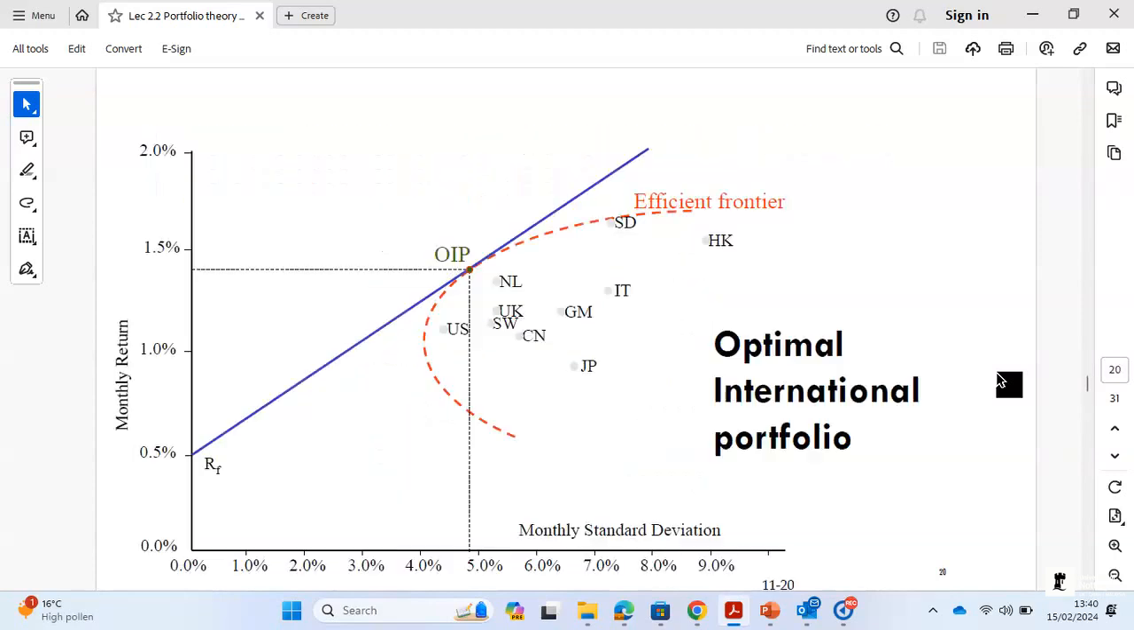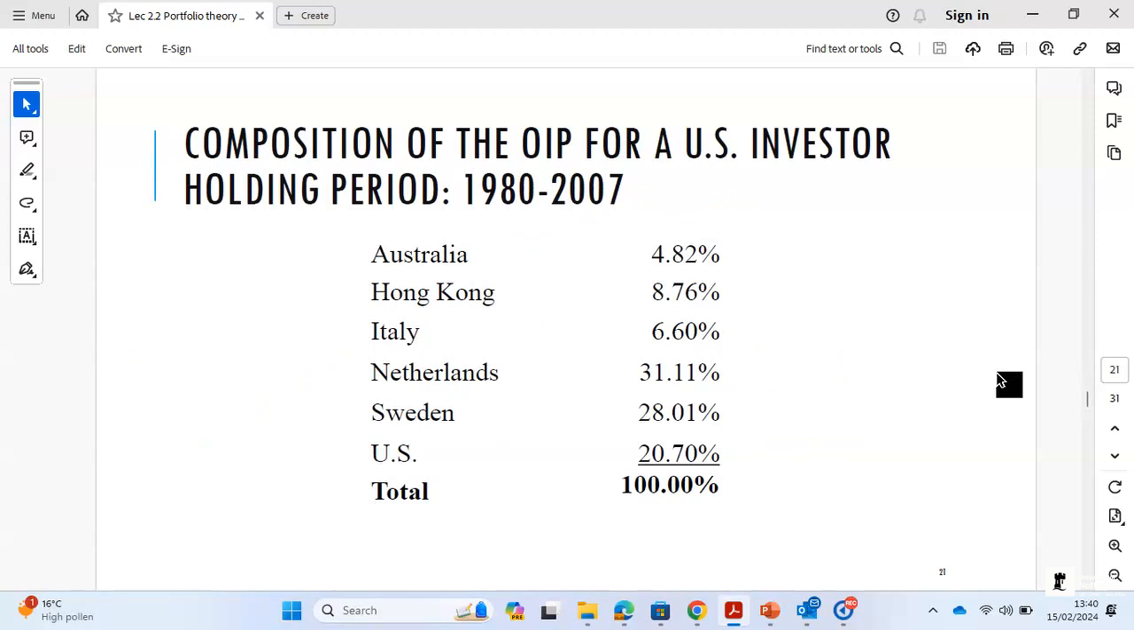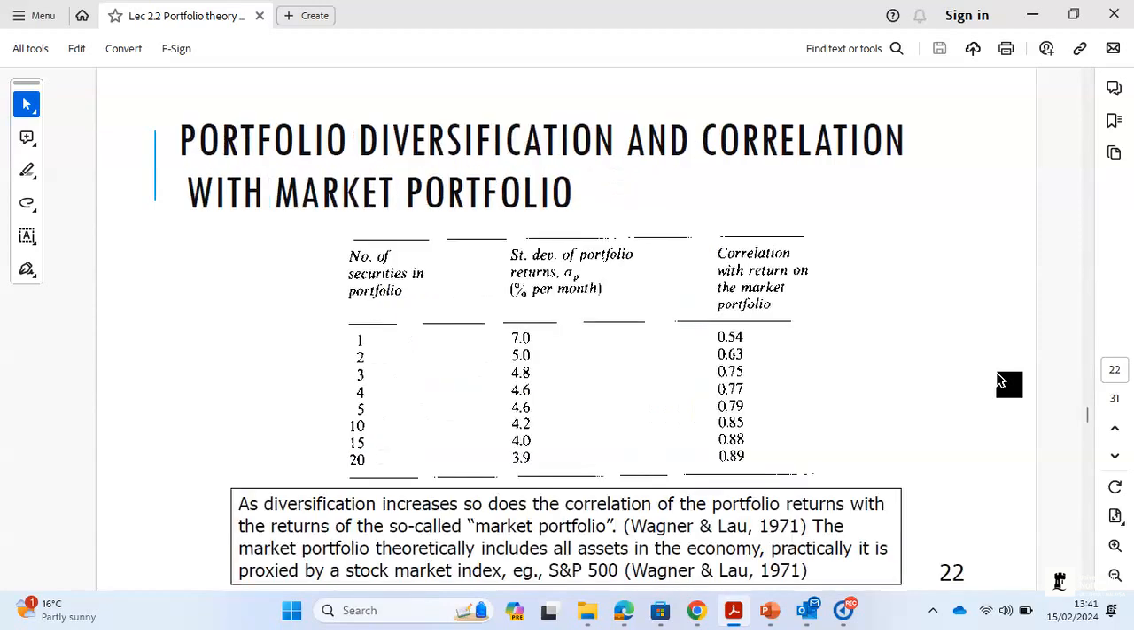So the composition of the optimal international portfolio for a US investor with a holding period between 1980 and 2007 would look something like this. This is how an optimal portfolio for a US investor would look. Investors should invest around 4.82% in the Australian market, 31% in the Netherlands market, and 20% in the US market. So you can see you can create an optimal international portfolio by investing different amounts in different markets.